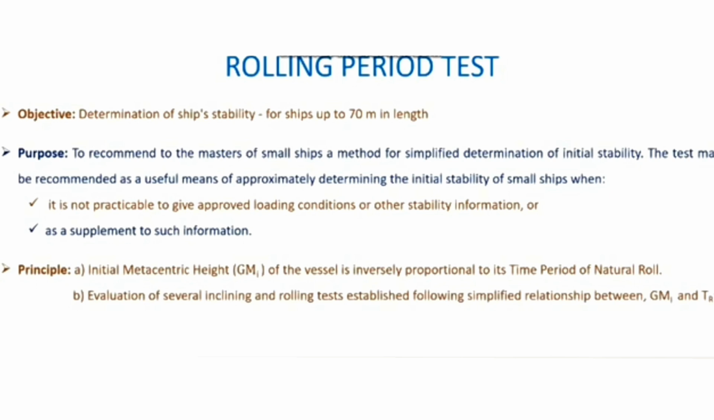Evaluation now, what has happened is, because it is based on experiments, a lot of inclining and rolling tests were established, and they further simplified this formula because we are recommending it to masters of small ships where competence could have been a challenge. You can't be saying 2 pi k upon root g into GM, where is he going to get the K from? So for such use, this has been further simplified.